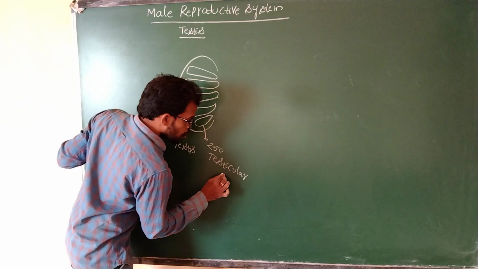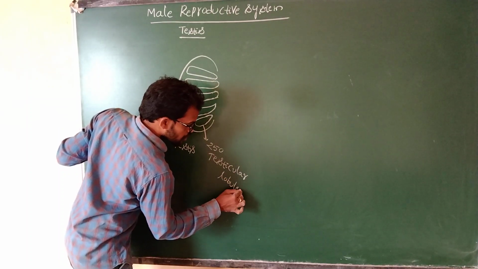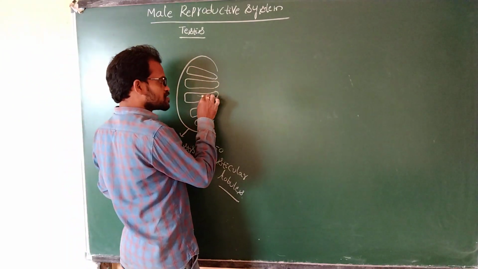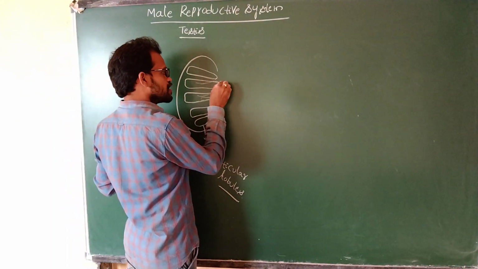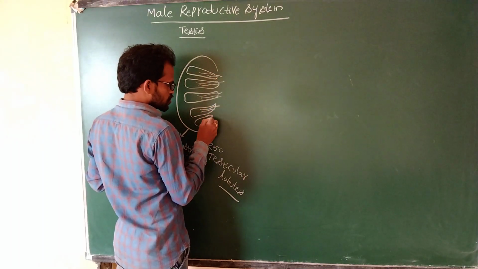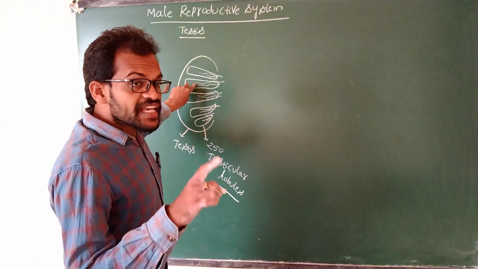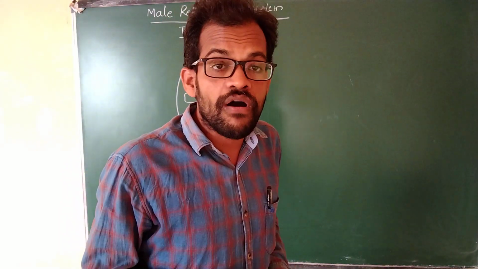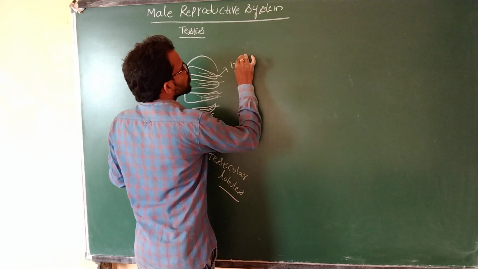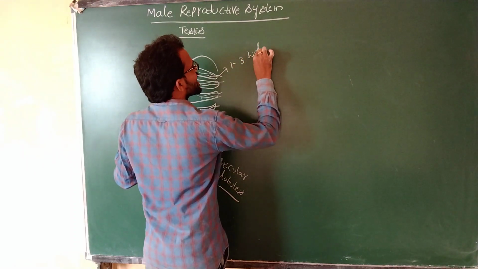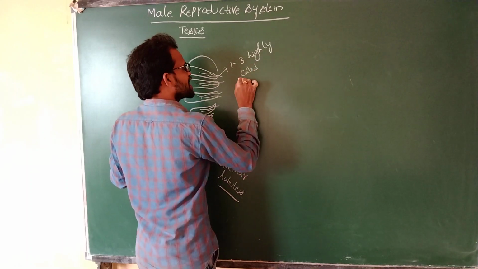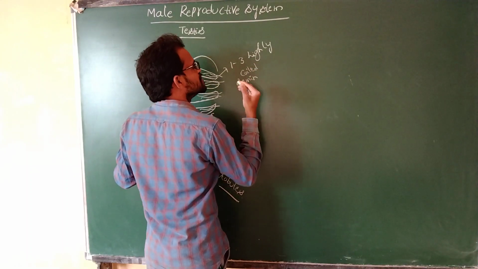Each testicular lobule consists of 1 to 3 highly coiled seminiferous tubules.